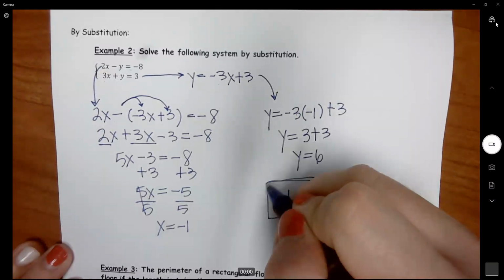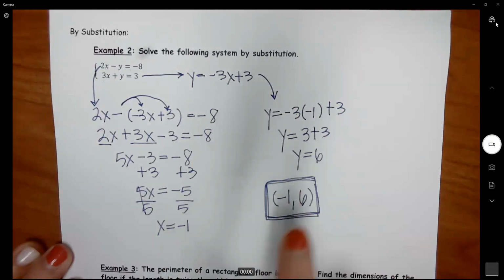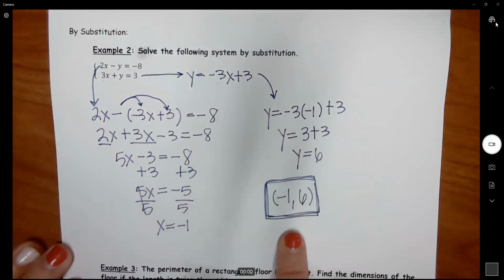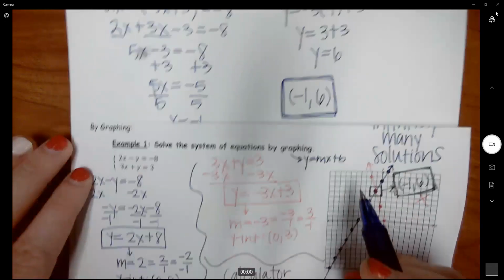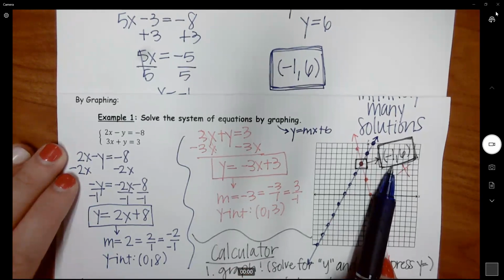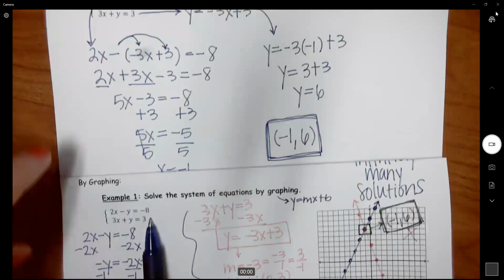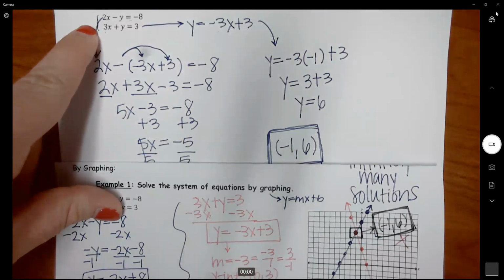When you solve these, I don't care that x equals -1 and y equals 6. I need my answer as an ordered pair. And if you notice here, in the last video we solved this exact same problem by graphing, and we got the exact same answer. So I have solved this problem by two different methods, and I got the exact same answer.